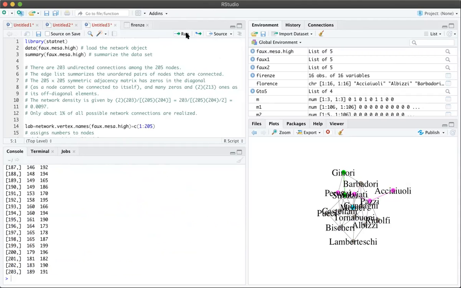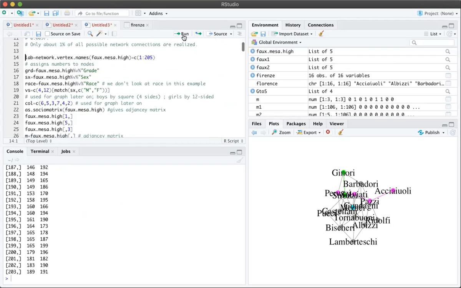There are 203 undirected connections among 205 nodes. The edge list summarizes the unordered pairs of nodes that are connected. The 205 by 205 symmetric adjacency matrix has zeros in the diagonal, as a node cannot be connected to itself, and many zeros and 2 by 203 ones as its off-diagonal elements. So the network density is given by 2 times 203 divided by 205 times 204, which is equal to 0.0097. Only about 1% of all possible network connections are realized.